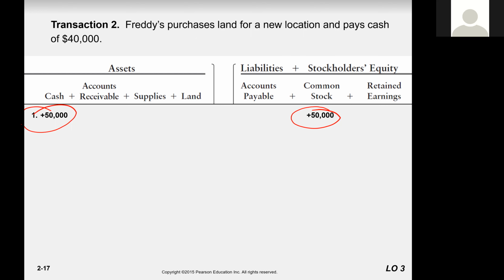On the second, the second transaction is Freddy purchases land for a new location and pays cash of 40,000. So land increases, cash decreases. Do we have an effect on liabilities and stockholder equity? No, because the equation is balanced here. Cash decreases, land increases. So this 40,000 cancels, and the equation is balanced, right?